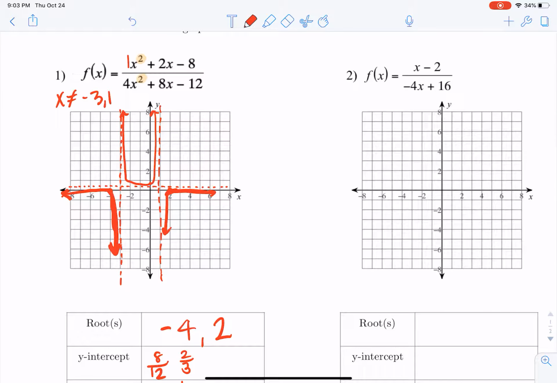I am going to find my roots by setting my numerator, so x minus 2 equals 0. So x is equal to 2. So here is my root.